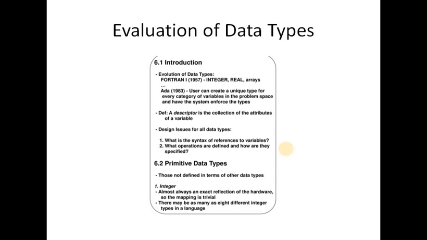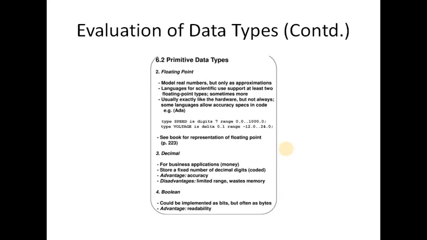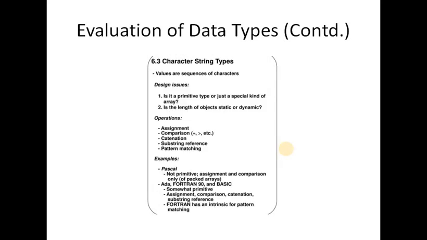These are the evaluation of data types. You can see the evaluation will generate through the introduction part. After that, primitive data types, and primitives will cover integer, floating point, decimal, boolean. These are the actual evaluation. You can read all the history, all the evaluation of basic data types. After that, character string types.